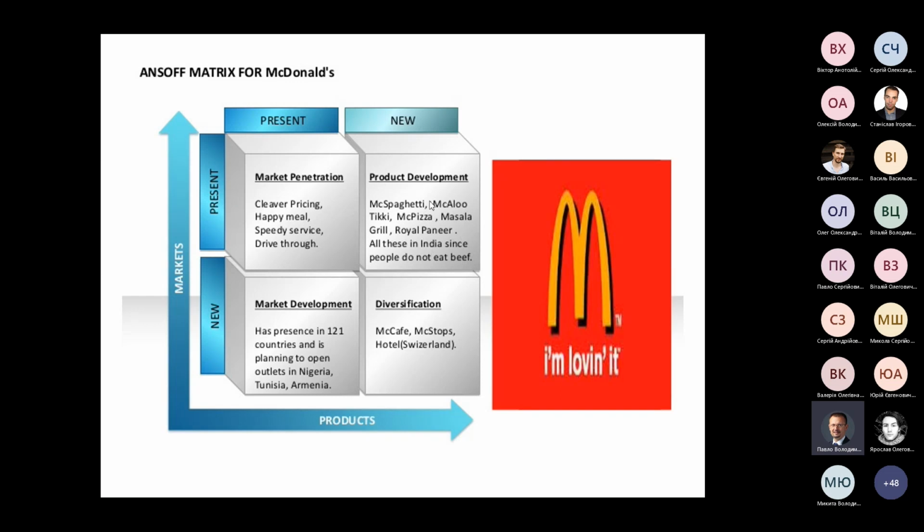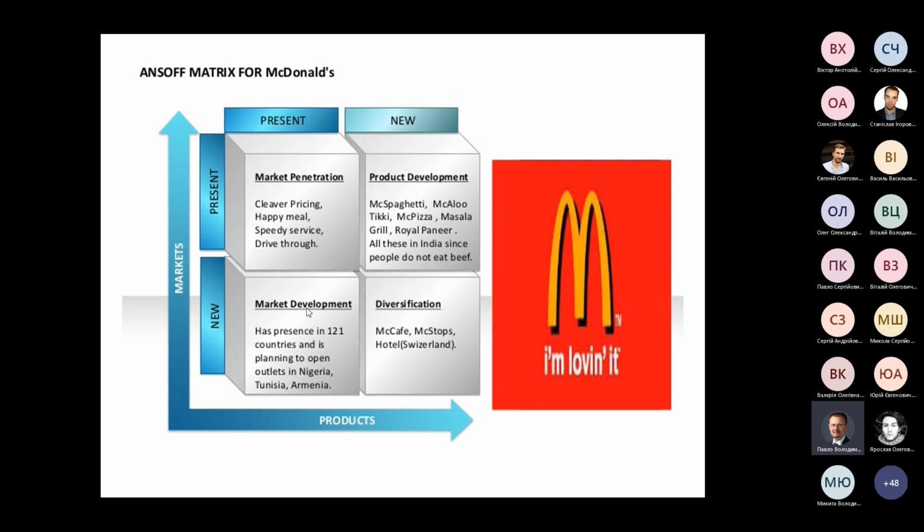Product development is connected with the fact that they are increasing the number of meals that can be bought in their cafes. And maybe you didn't think about it, but in India it is not possible to eat beef, because in India a cow is a god animal, I would say. But there are a lot of McDonald's in India, and they are selling products not connected with beef. So they tried and successfully managed to prepare propositions for this market.